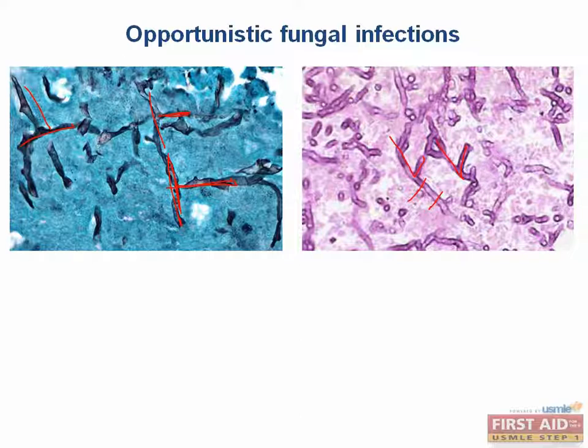Okay, so quick review. Aspergillus branches at how many degrees? 45. And how about mucor? 90. Good. And more irregularly. Excellent.